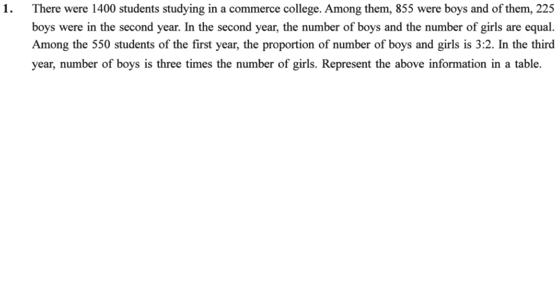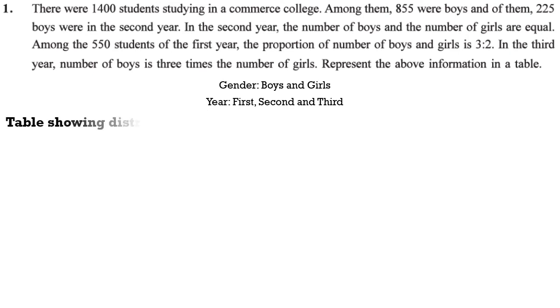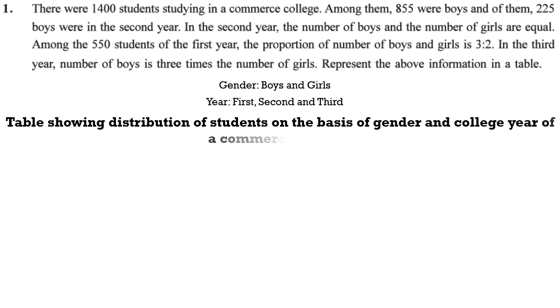Now the first step towards solving a tabulation question is determining the attributes included in it. We will reread the question. Among them 855 are boys and girls. Boys and girls are given, so that will be our first attribute, that is gender. Second, the first year, second year, third year are mentioned. They are college students, so the college has FY, SY, TY, that is first year, second year and third year. No other attribute is seen in this question, so we will prepare the table according to these two attributes. The title of the table is: showing distribution of students on the basis of gender and college year of a commerce college.